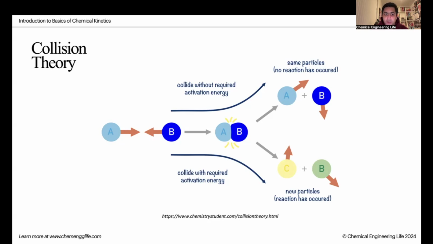So as you see on the screen, if they collide without the activation energy, then you see the A and B, there's no reaction at all. But if they collide with the required activation energy, that's when a reaction takes place, and now you have new particles coming out on the other side. So the collision theory is the very fundamental theory behind why and how reactions actually take place.